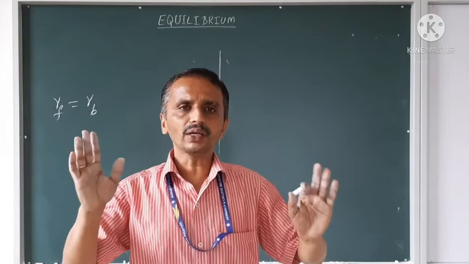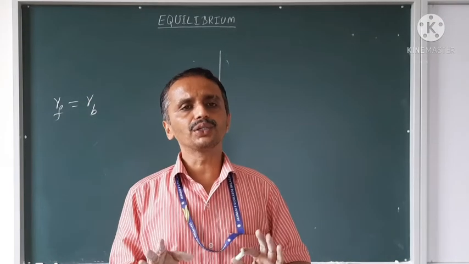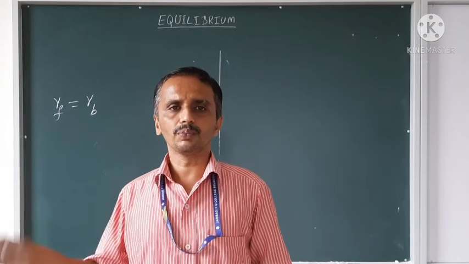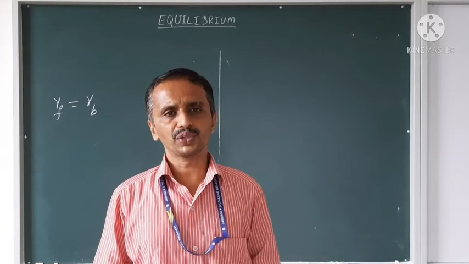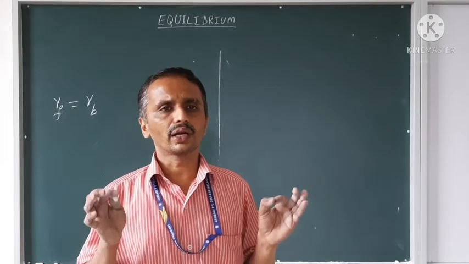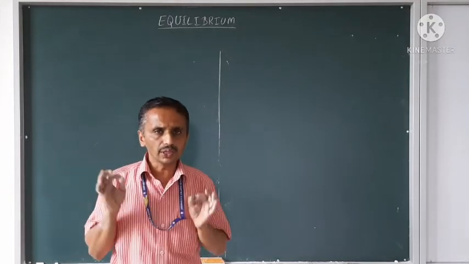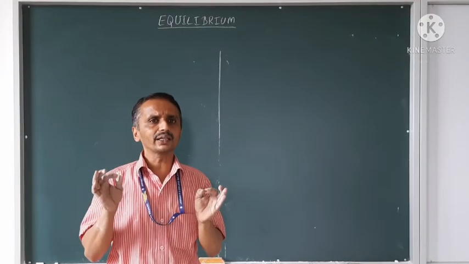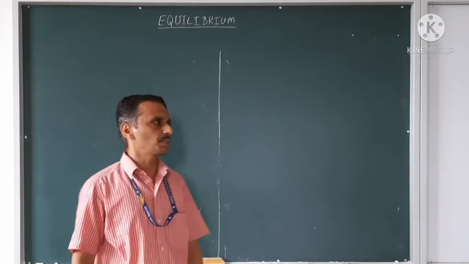And it will be at a constant temperature, etc. Conditions should be maintained, then only that will be done. So the simplest definition: rate of forward is equal to rate of backward reaction, then the reaction is at equilibrium. Next is, what are the characteristics of chemical equilibrium?